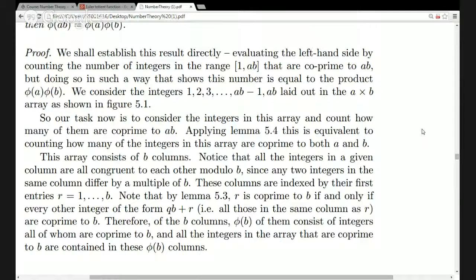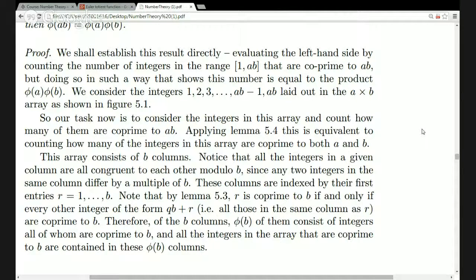Okay? So either all the numbers in one column are going to be co-prime to b, or all the numbers are going to be not co-prime to b in any particular column. So when we identify the things co-prime to b, they're going to be certain columns. How many of those columns are there going to be? How many congruence classes are coprime to b? Well, that's exactly the value phi of b.